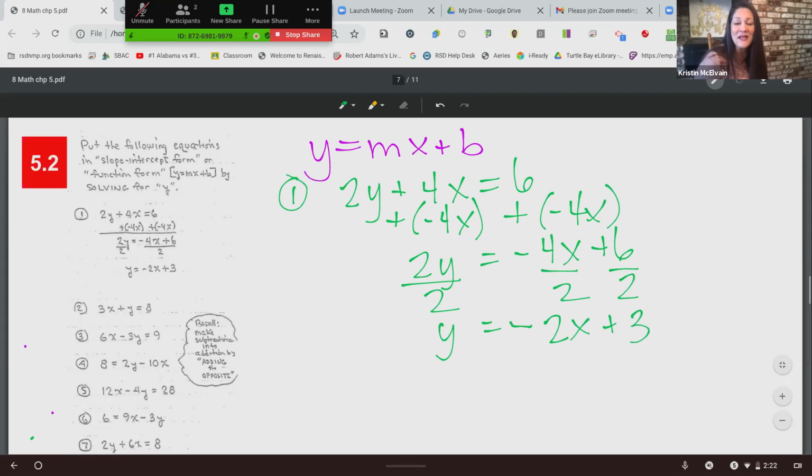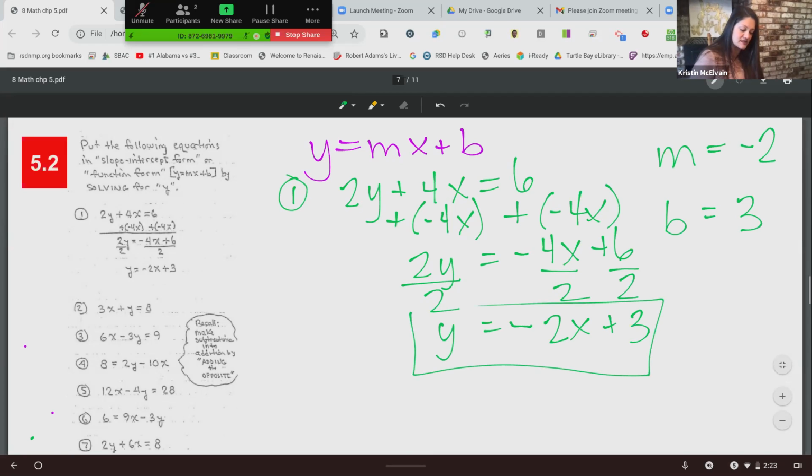But wait, I want you to do more. Okay, so this is our y equals mx plus b form. What I would like you to do is identify your slope and your y-intercept. So easy, right? So in this one, our m is negative 2, and our y-intercept is 3. All right, so that is your answer for number 1.